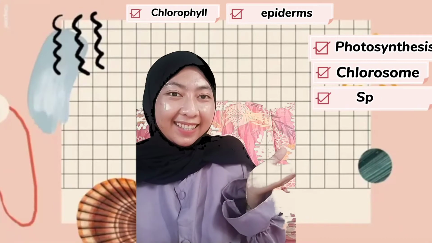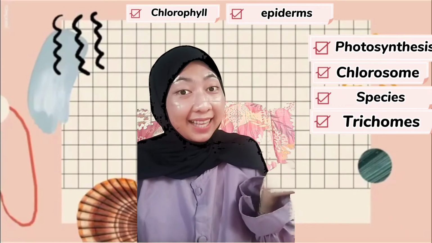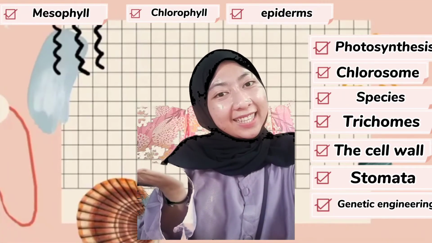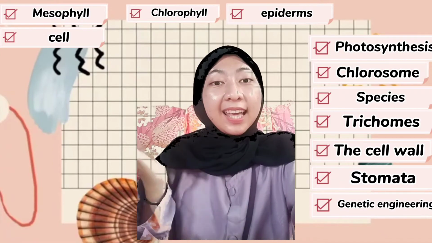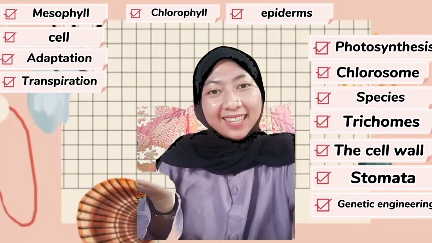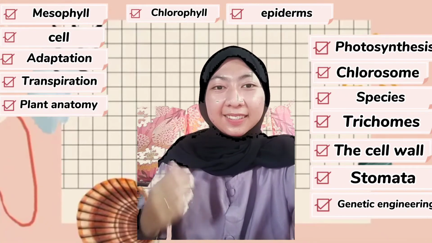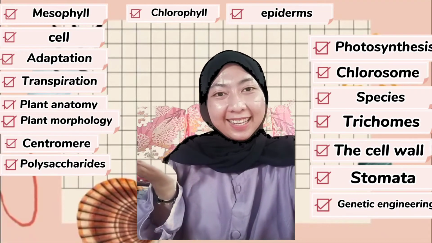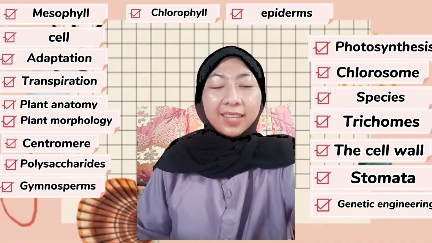In this video, I want to discuss the themes that exist in biology. The themes that I will use are: photosynthesis, chlorophyll, chlorosome, species, epidermis, cortex, trichomes, cell wall, stomata, genetic engineering, mesophyll, cell, adaptation, transpiration, plant anatomy, plant morphology, centromere, polysaccharide, gymnosperm, and angiosperm.